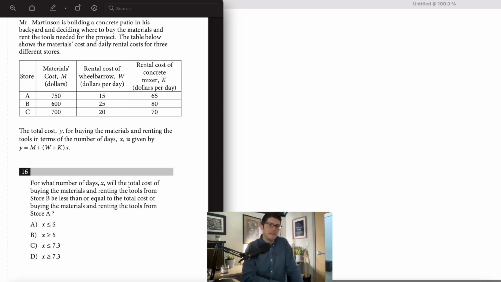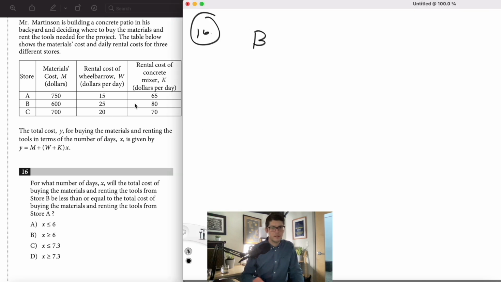Okay, number 16, an inequalities question with variables in the answer choices. Certainly a question we can use real numbers on. They ask us, for what number of days will the total cost of buying materials and renting tools from B be less than or equal to the total cost of buying tools and materials and all that stuff from A?